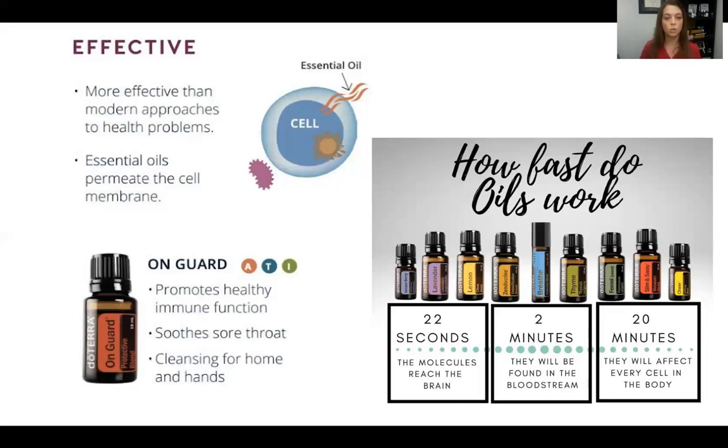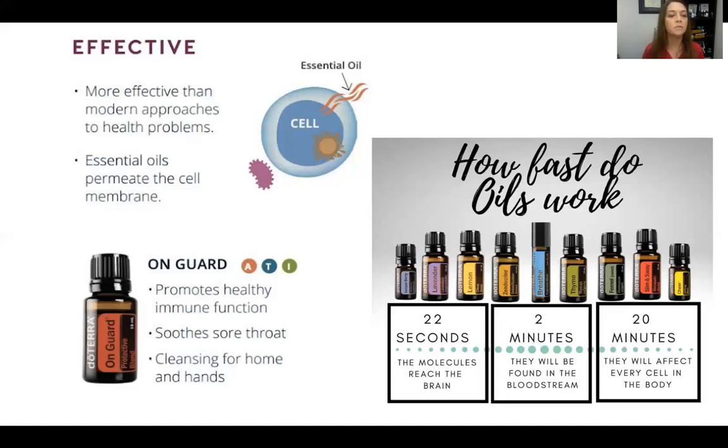And we look at an essential oil blend like On Guard. On Guard is a combination of wild orange, eucalyptus, rosemary, clove, and cinnamon. Very highly antiviral. So this is one of the ones in my lymphedema starter kit, because we want to prevent infection.